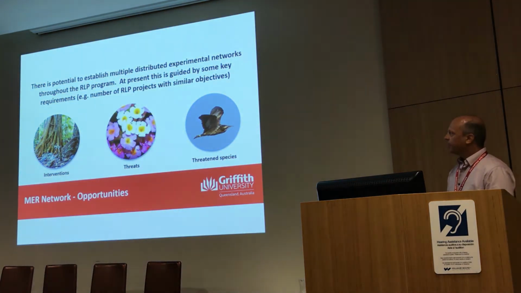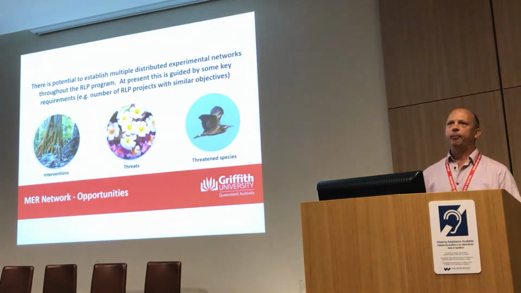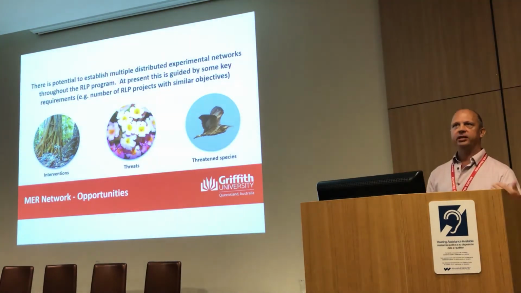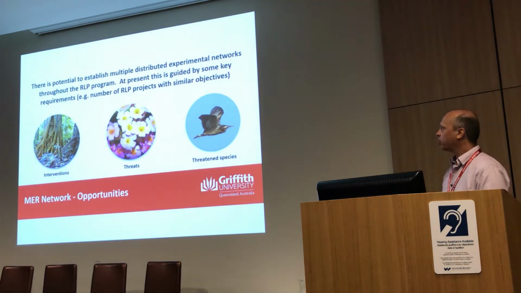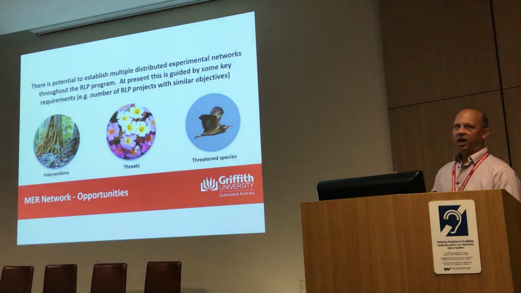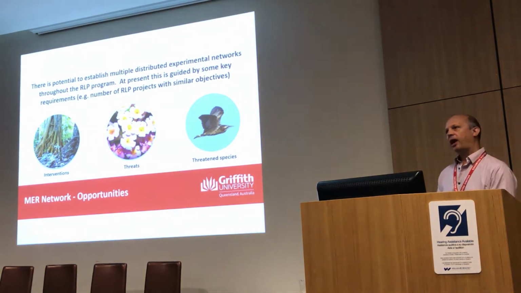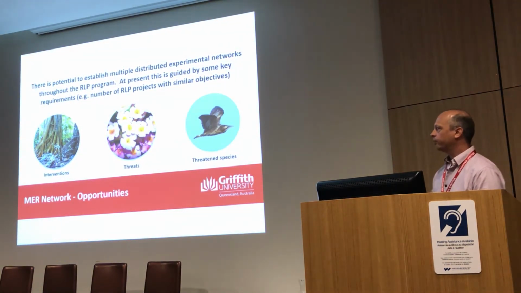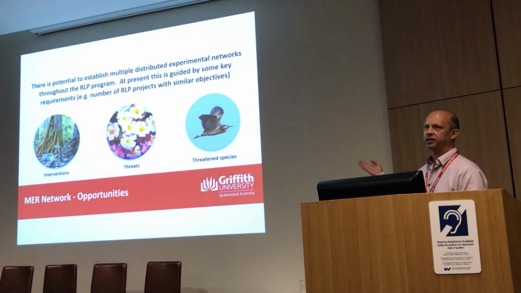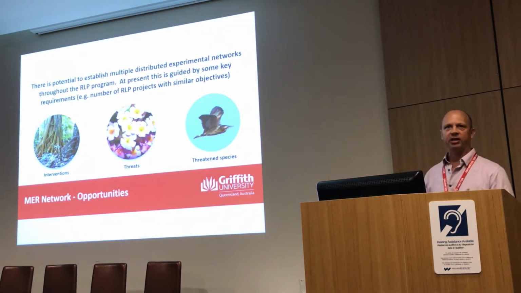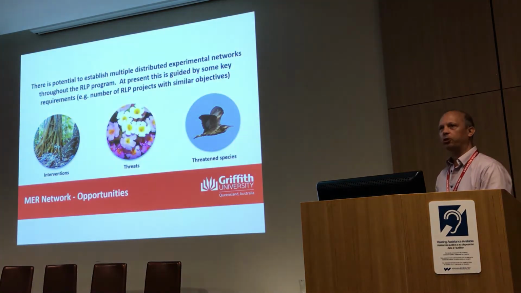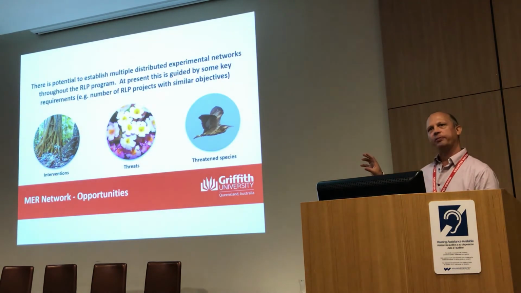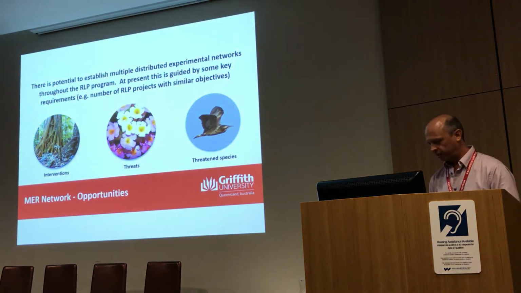So as I said at the beginning, there's a potential to establish a number of different MER networks across the RLP platform because of the synergies that we currently see within those RLP projects. At present, it's guided by that synergy and how much overlap there is between the different RLP projects. And again, as I said, we've looked at the interventions, threats, and our targets. In this case, our targets are threatened species because that's where most of the RLP projects tend to have a focus. And what I'll do now is run through some examples about where we can set up these kinds of networks for each of those different areas.